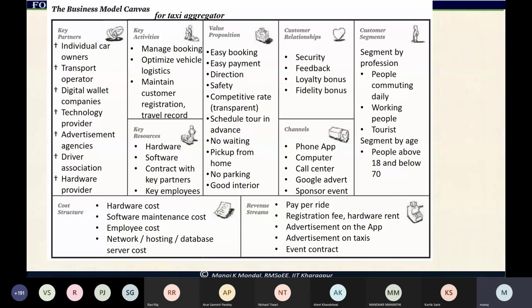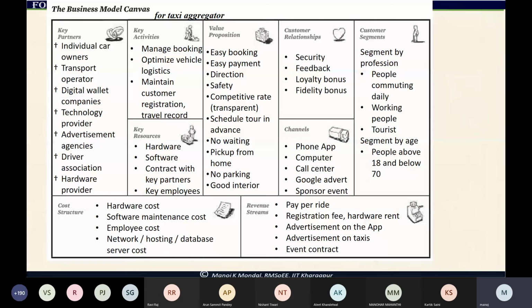Then key resources: hardware resources, that is your innovation. Software that you have created using top technocrats. Other people may take time to copy that. Then contracts with key partners, like if there are suppliers or other key partners. If you have a contract with them, that is also a key resource. Key employees: if you are able to recruit wonderful people, top people, and then retain them, that is a key resource.